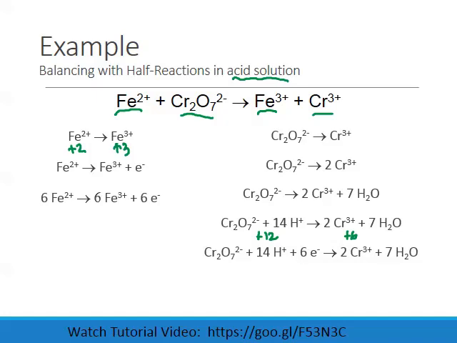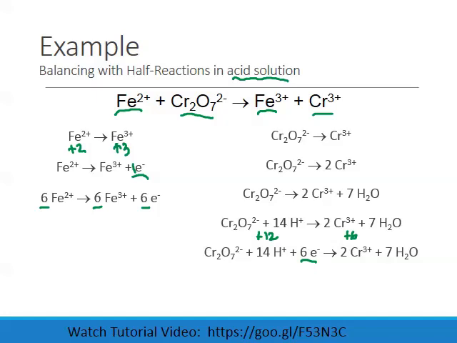Now, because this equation has 6 electrons, but the iron equation had only 1, we're going to multiply the iron equation by 6. We want to make the electrons the same. Think of the lowest common multiple between 1 electron and 6 electrons. The lowest common multiple would be 6. So to get 6 electrons in each equation, multiply the iron equation by 6. Now we're ready to recombine the equations.